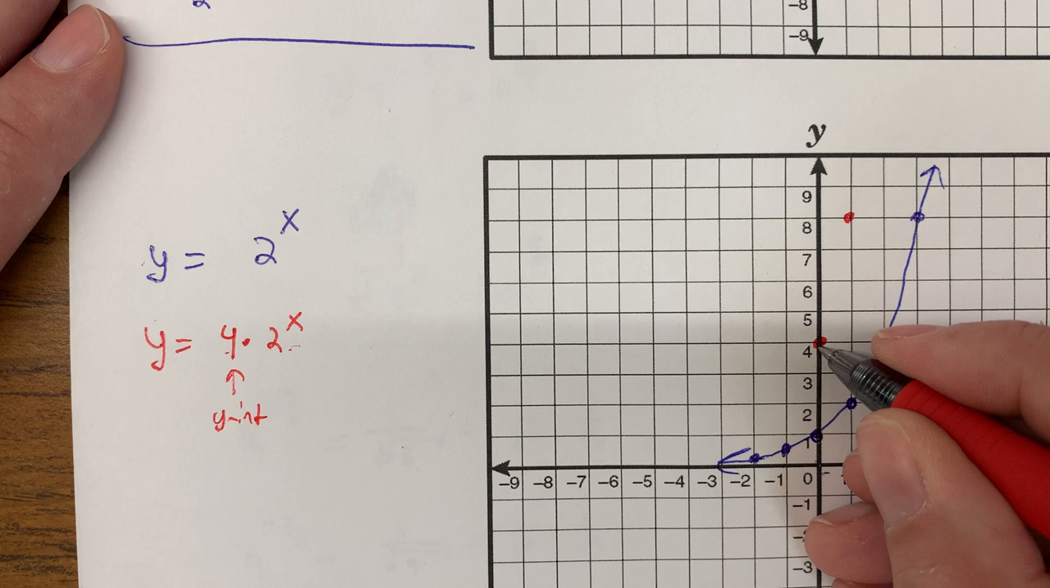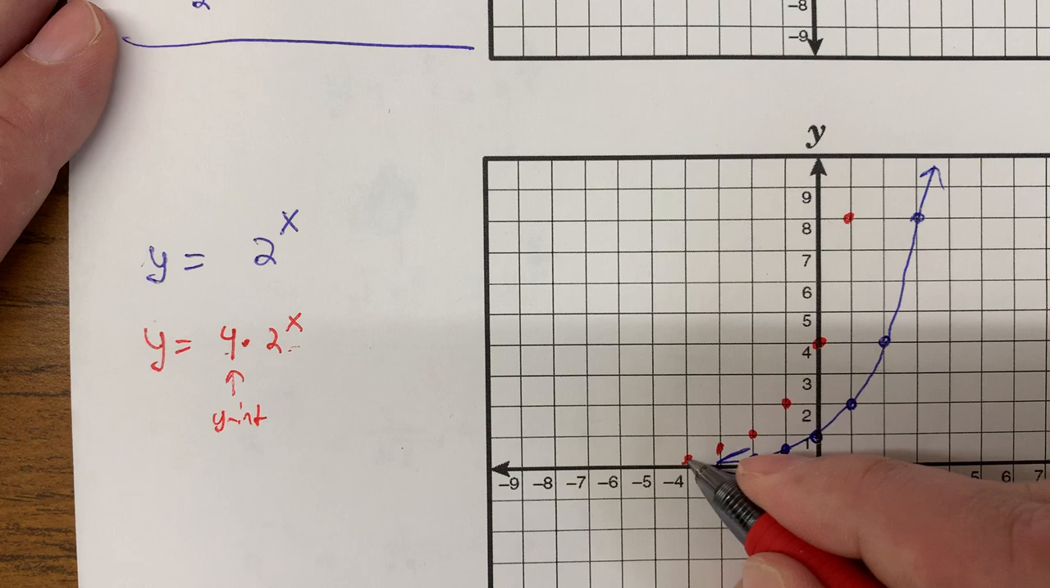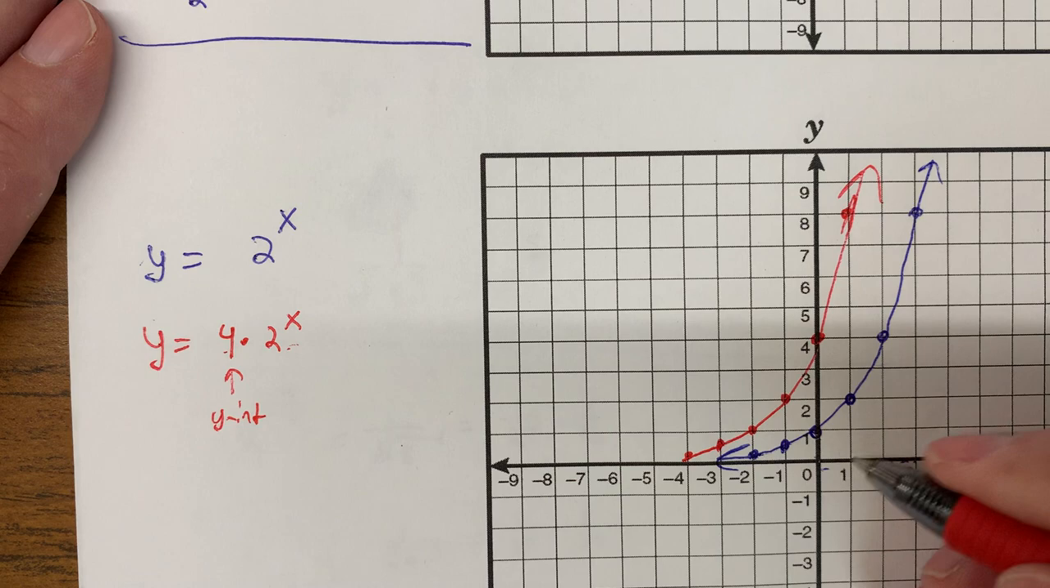Going backwards, we can divide by 2. So 4 divided by 2 is 2. 2 divided by 2 is 1. 1 divided by 2 is 1/2. A half divided by 2 is 1/4. And so we get this graph here. Now, you might notice it is vertically stretched by a factor of 4.